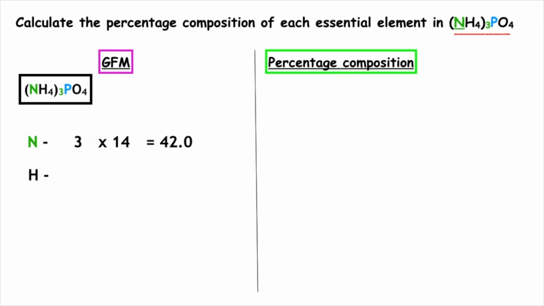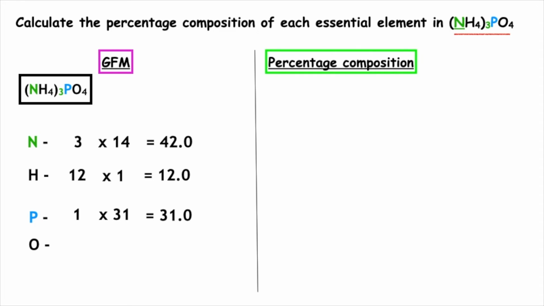Hydrogens, how many have we got inside the bracket? We've got 4 multiplied by the number outside the bracket, which is 3. 4 times 3 gives us 12. 12 times 1 gives us a total of 12 grams. Phosphorus, how many have we got in the formula? We've only got 1. 1 times 31 gives 31.